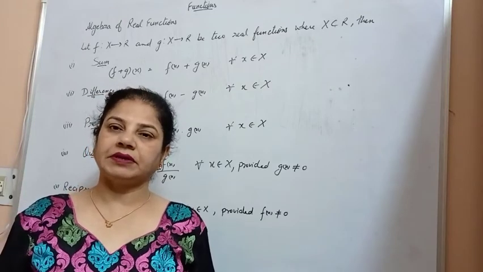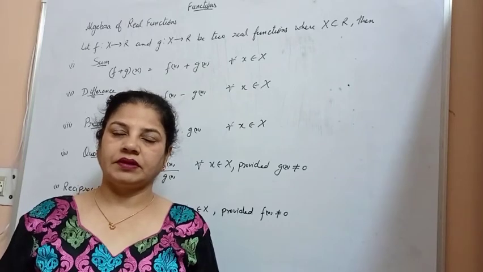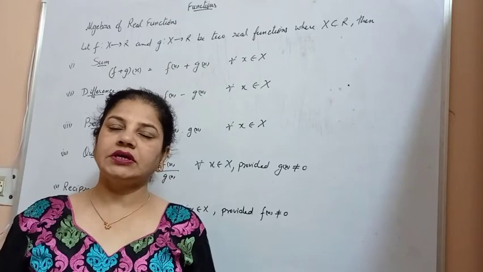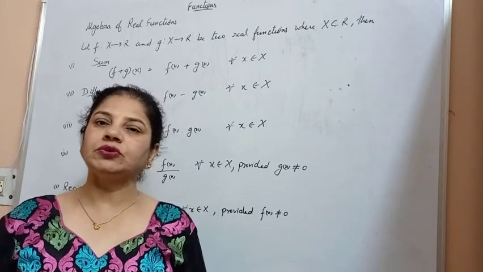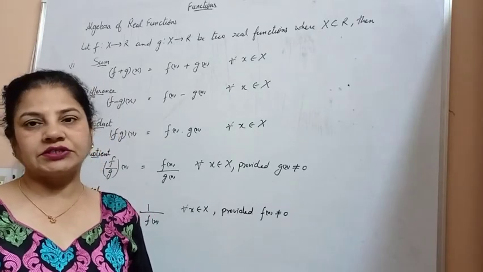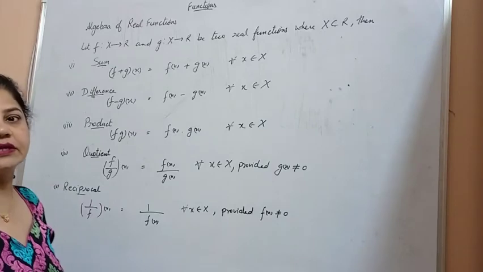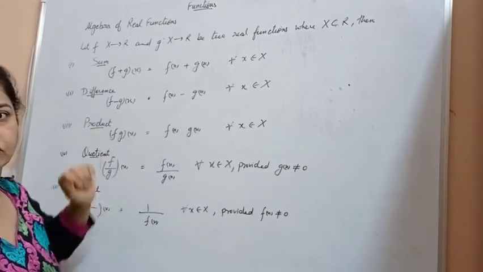Applied Mathematics Chapter 9 Function. Algebra of real functions. Let f and g be two real functions from X to the real numbers, where X is a subset of the real numbers. Then we say that the sum of the two functions f and g, (f + g)(x), is given as f(x) + g(x) for all x belongs to X.